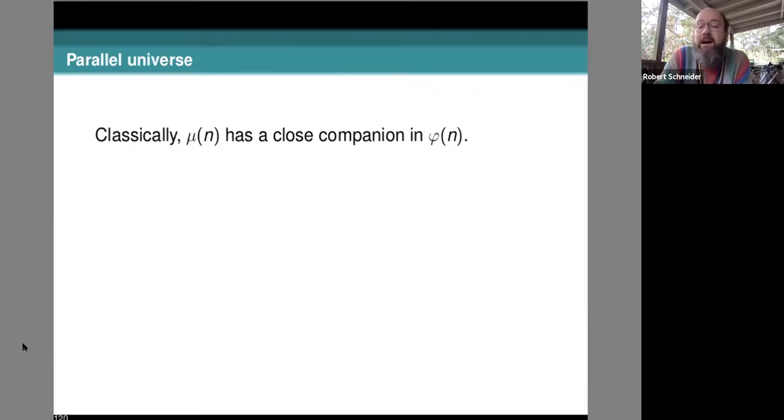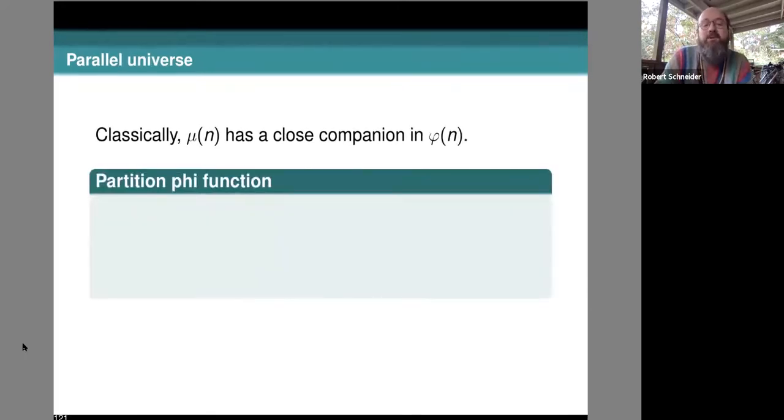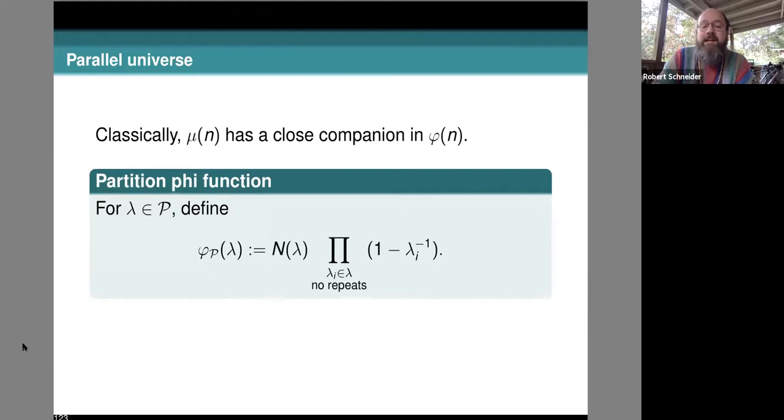Classically, we have that mu has a close companion in the phi function, of course. They're basically kind of like sibling functions. And we have the same sort of relationship in partition theory. For instance, there is a partition phi function, which we define as the norm, the product of the parts, times the product of 1 minus 1 over the parts with no repetition. You see how this is very similar to the product definition of the phi function.